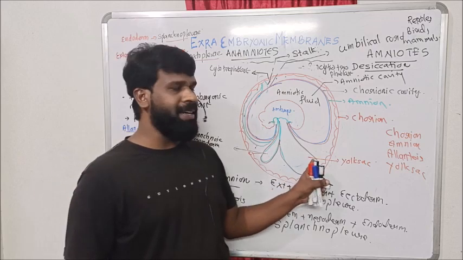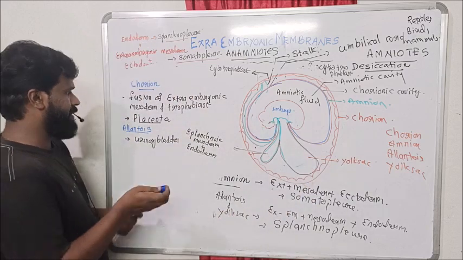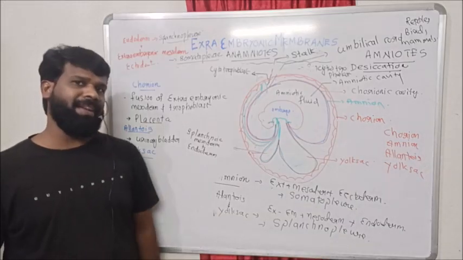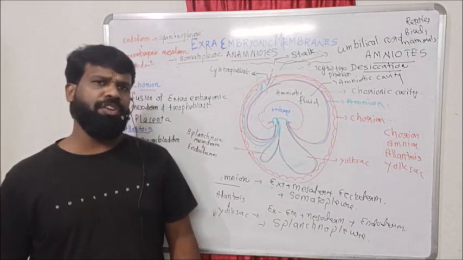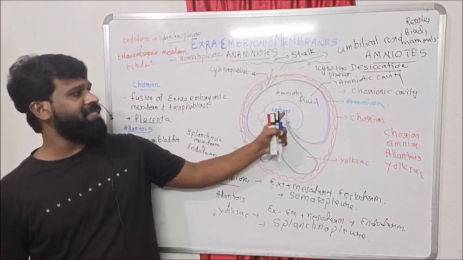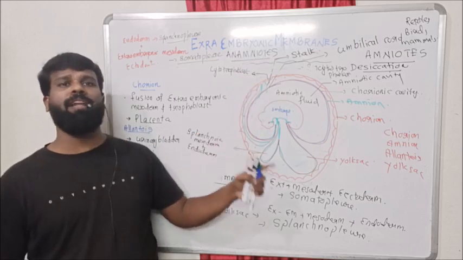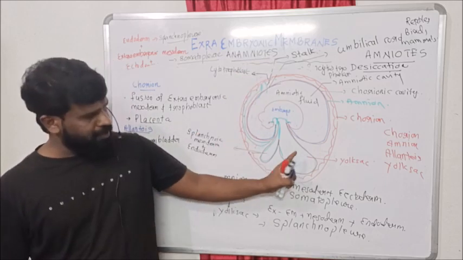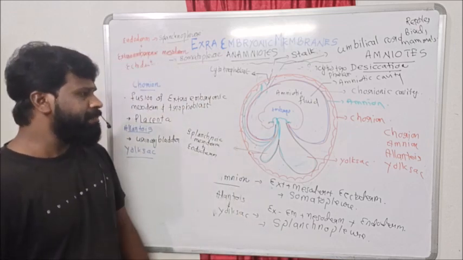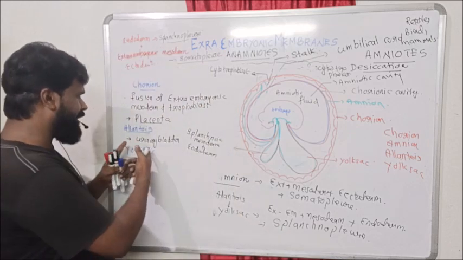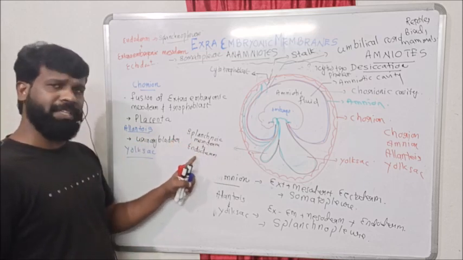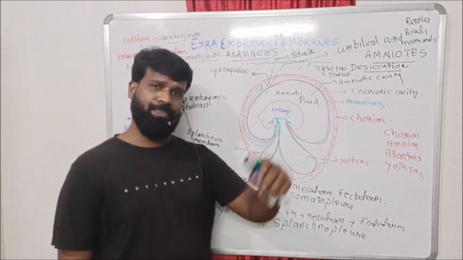Then the third one is yolk sac. This yolk sac is also vestigial in man. It is reduced because there is no need of yolk nutrients in humans, because the embryo or fetus gets nutrients from the maternal body through the placenta. Like allantois, the yolk sac is formed of splanchnoid mesoderm with endoderm, or splanchnopleure.